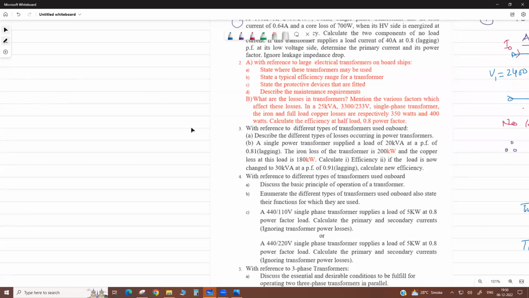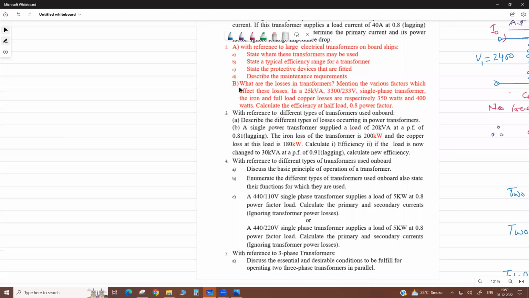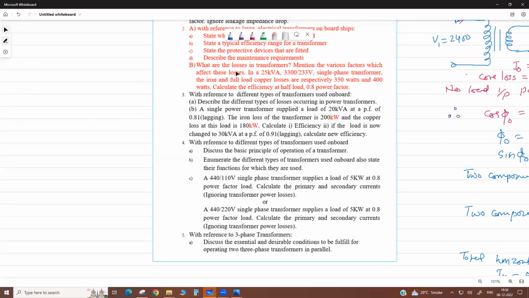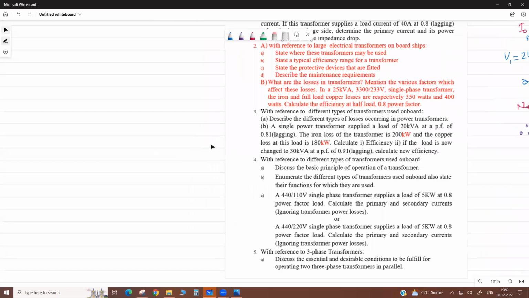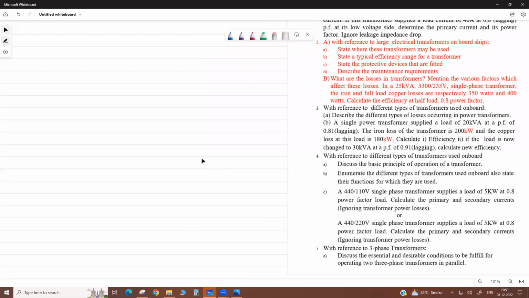Now there is part 2 of this transformer question. Earlier this question was asked a number of times, this part B, but it was given in kilowatt, this 25, not in kVA. Now it is correct, because it should be in kVA, because transformer rating is in kVA, and here the power factor is given. Okay, we will cover this today.